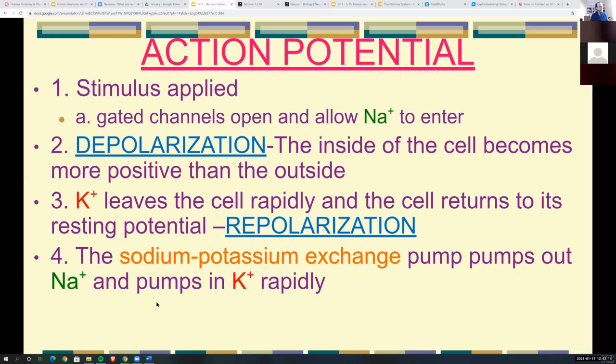Then number 4, the sodium-potassium exchange pump pumps out the sodium and then pumps in the potassium rapidly. So all that sodium that flushed in during depolarization then gets pumped out to get the cell back to resting state, back to polarization state. All that potassium that flowed out during repolarization to stop the signal then gets pumped back in rapidly. So it takes potassium in, sodium out. And it does it really fast.